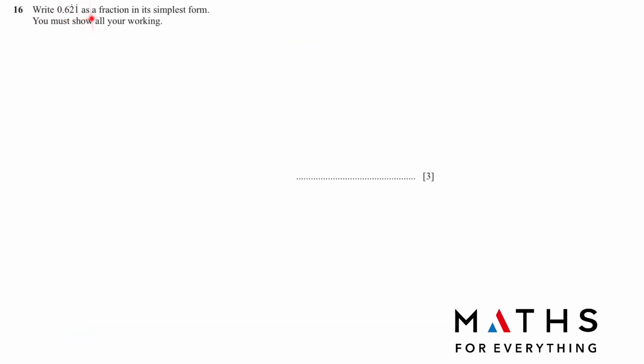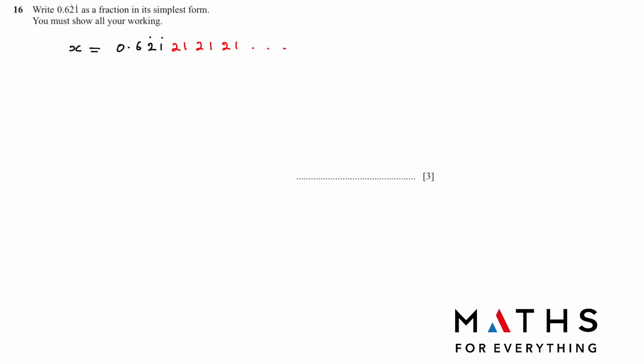Write 0.621 recurring as a fraction in its simplest form. The first thing is let x equal to 0.6 21 recurring. You see these two dots here? It means that these numbers are recurring. So if you want to write more numbers, it will be 21, 21, 21, like this.